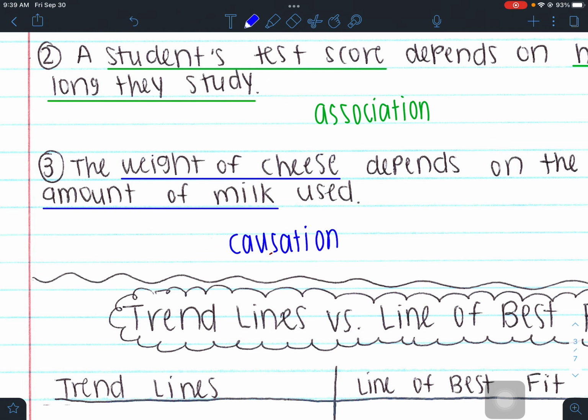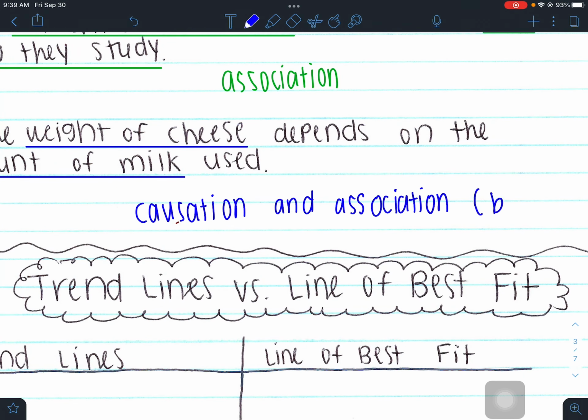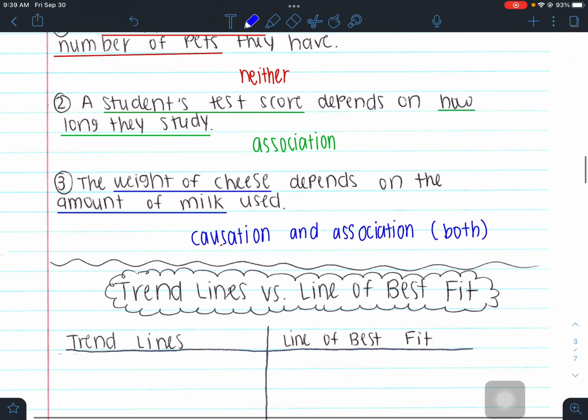But because it is causation, it is also association, because these two things are related. So I'm going to put causation and association, and also in parentheses put both. Because if it is causation, again, if it causes it to happen, then automatically they are related, so it is also association.